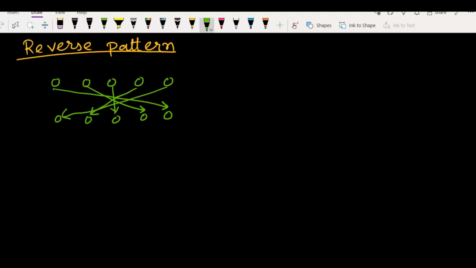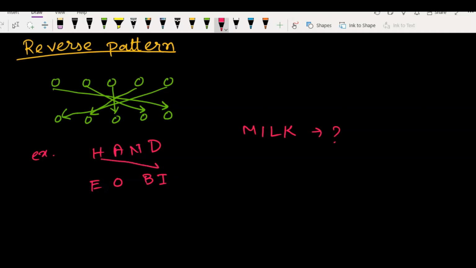In this way the coding is done. So this is called the reverse pattern. Let's see an example. Hand is coded as EOBI. Then milk is coded as what? So here H goes to I.